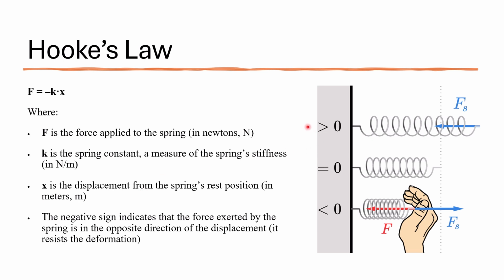So we have three basic cases here. One is where we're trying to stretch the spring. X is greater than 0. The spring exerts a force back to pull it back. This is the case where the spring is just sitting there in equilibrium. And then this is the case where we're trying to compress the spring, but the spring exerts a force out to decompress it. So the spring always moves opposite of what we're trying to do.